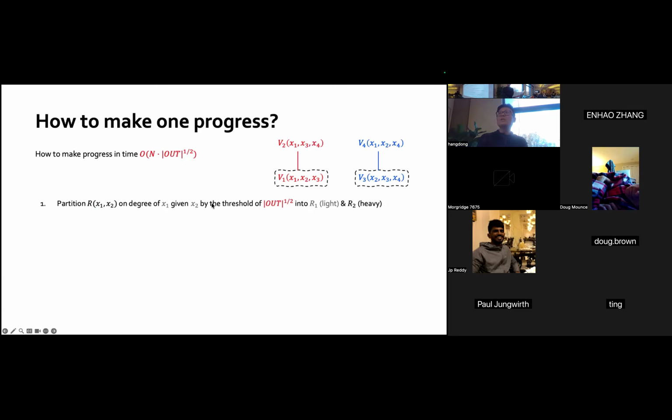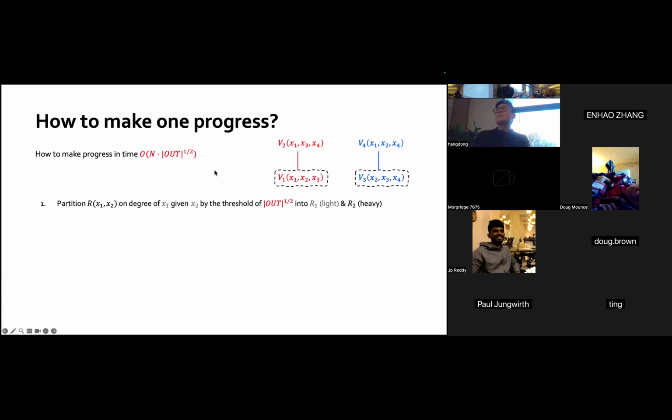Cool. So now I'm going to show you how to make one progress, because I've been saying that we can make progress. How to do that? Imagine you are starting from scratch, and you have that query, and you don't know which one to compute, so why not partition your data into 2, so that one part goes to V1, one part goes to V3. But how to do that? In particular, I'm going to show you that we can make progress in time square root of out. And this is where the runtime complexity comes in.